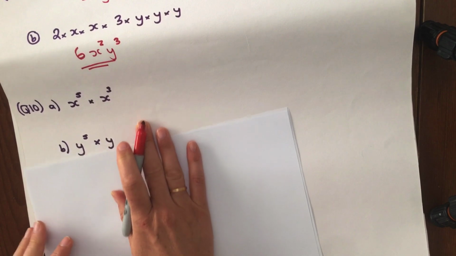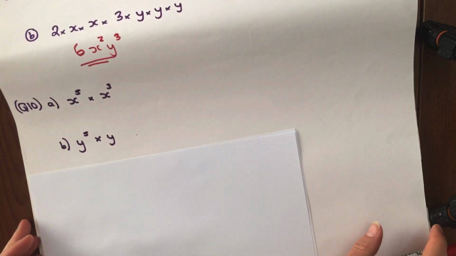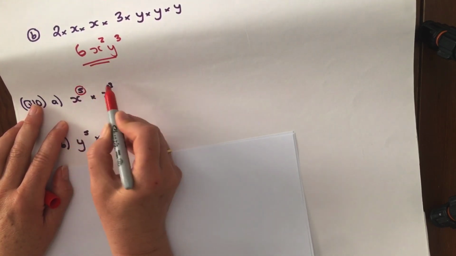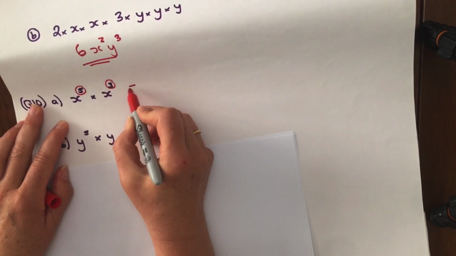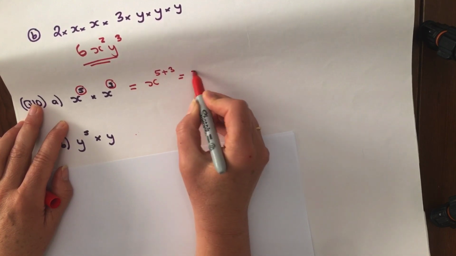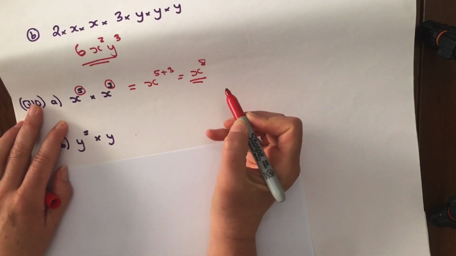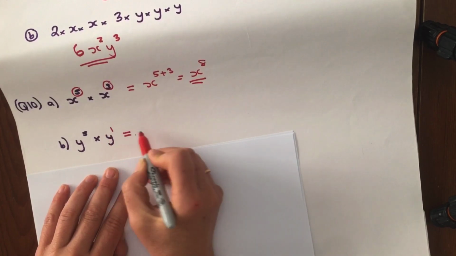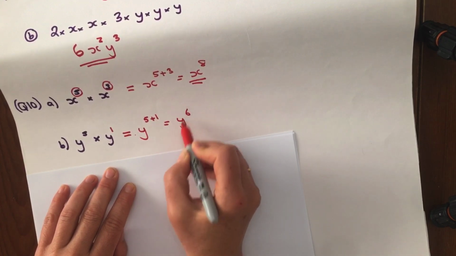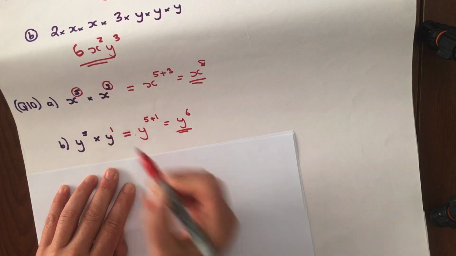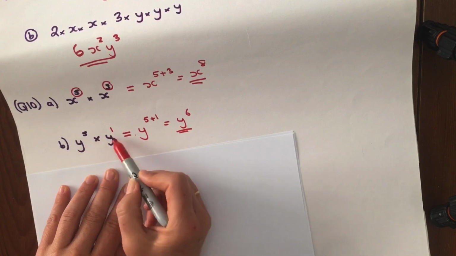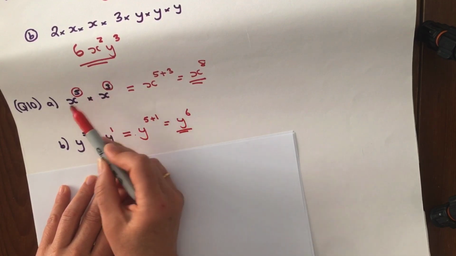Okay, question 10. Right, I'm multiplying indices, and when I multiply indices, I add the powers. So I do x, 5 add 3, which will give me x to the 8. I'm still timesing here, so I add the powers. Y plus 1 will give me y to the 6. Remember, y on its own means y to the power of 1. And I can add the powers of both of these because the base is the same in each case. Here they're both y's and here they're both x's.